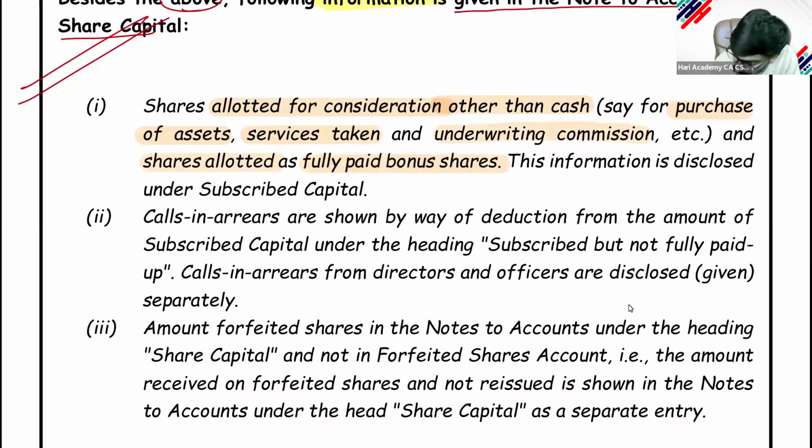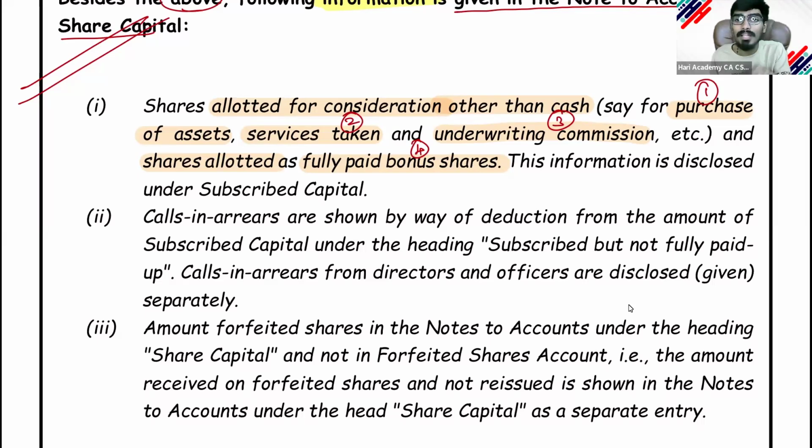These are the situations. Situation number 1, purchase of asset. Situation number 2, services taken. Situation number 3, underwriting commission. Situation number 4, bonus shares. For bonus shares, why is it a consideration other than cash? We are not collecting cash from the shareholder, so it is considered as consideration other than cash.